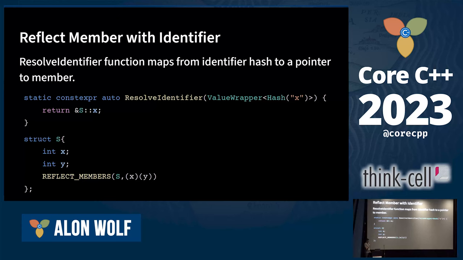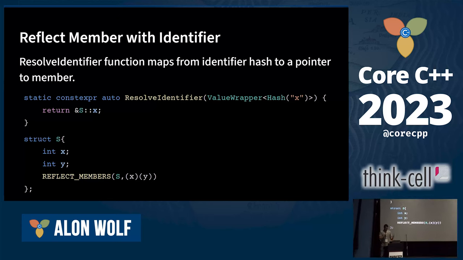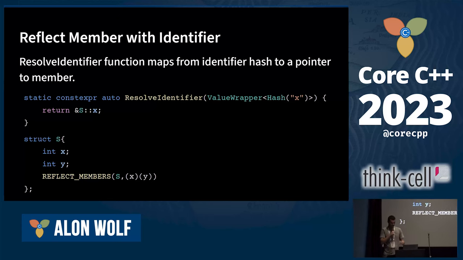Because our parsers work with strings, we need some functions that can convert between an identifier and an actual value. So the resolve identifier function has many overloads that take some compile time hash and return a pointer to the data member. And we can use a similar trick to the other reflection libraries to generate an overloaded function for each one of the data members of the struct.